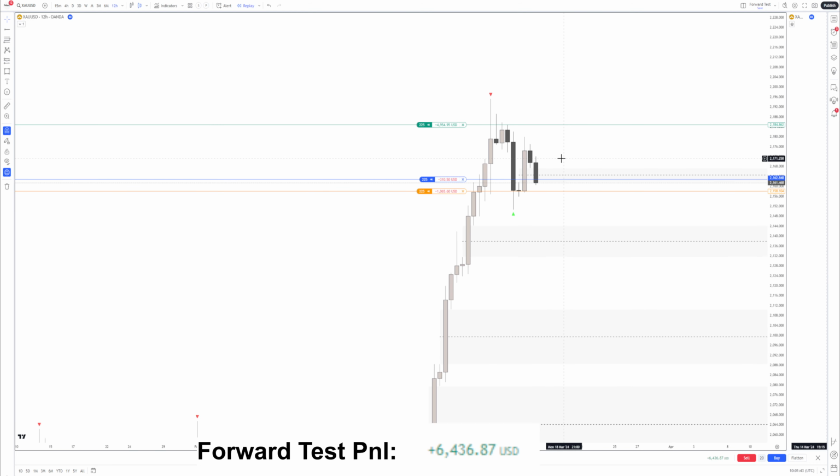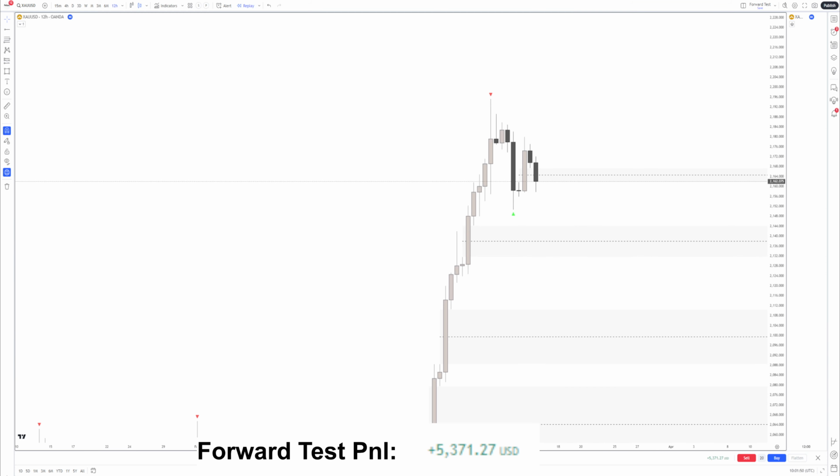You get stopped out again. Looks like it. Okay, we got stopped out again. No problem. We are still in the positive of 5k.